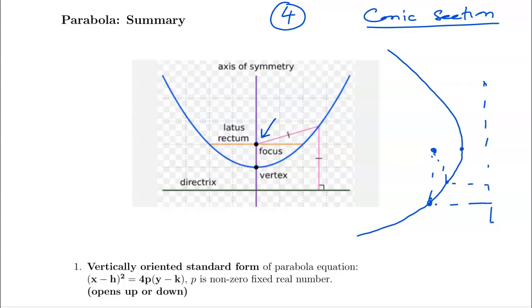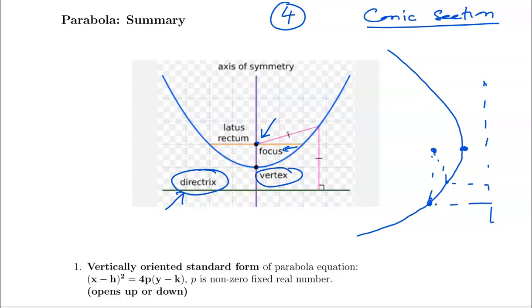And this tip point, we call it the vertex. The point we talked about initially is called the focus. That's the focus point. And the line I was talking about in the beginning is called the directrix. That's all you need to know here. So you need to know what the directrix is, what the vertex is, what the focus is, and then how to graph this parabola.